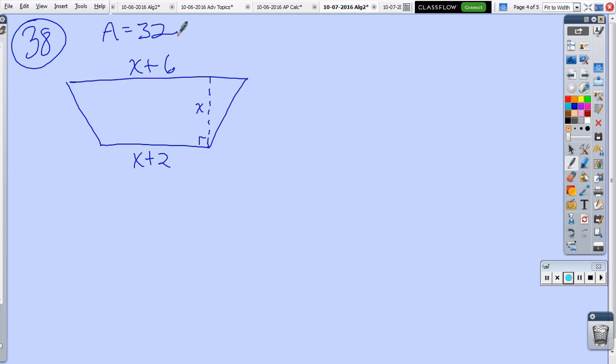Does anyone know the area of a trapezoid? Got part of it. That's correct. Yep. The area is 1/2 base 1 plus base 2 times the height. In other words, if you took the bases, added them, and then divided by 2, you're finding the average length of the bases times the height.